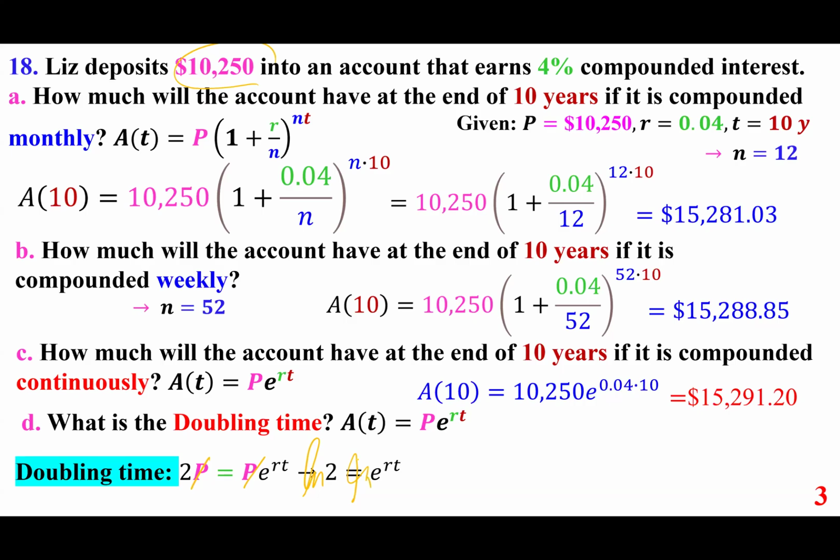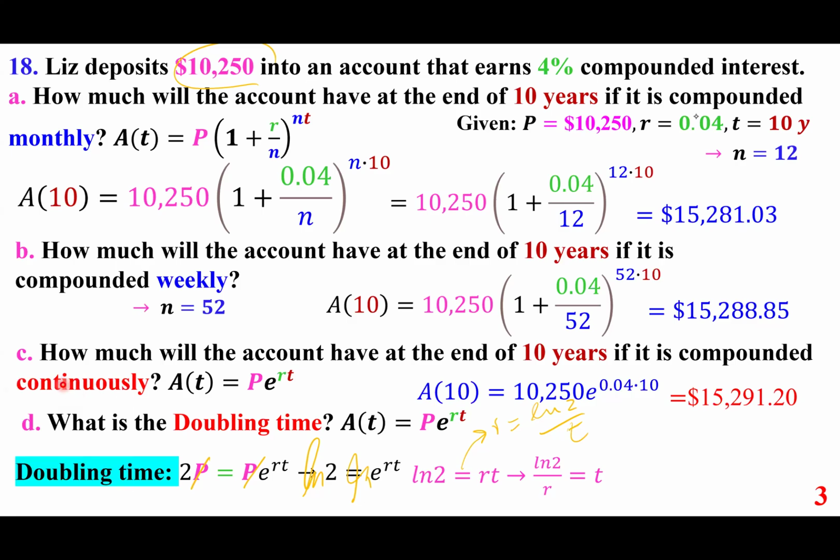Left side becomes ln2 and the right side becomes RT. Therefore, if you're solving for T, it's ln2 over R. Okay, ln2 over R.